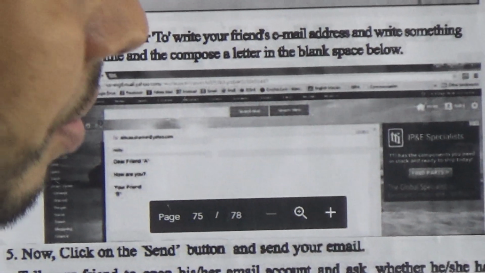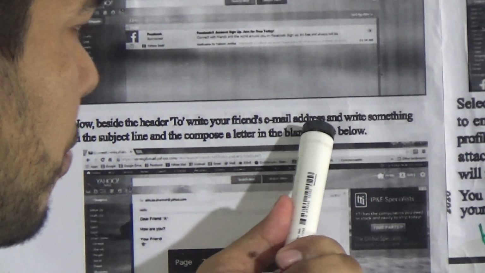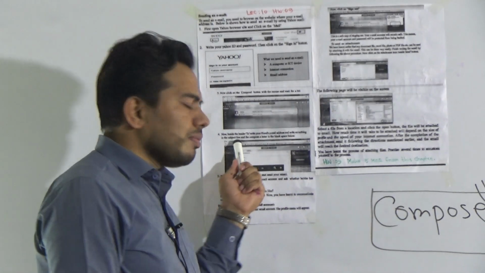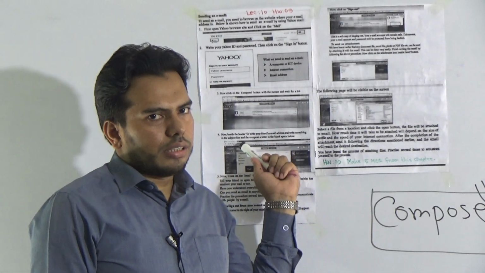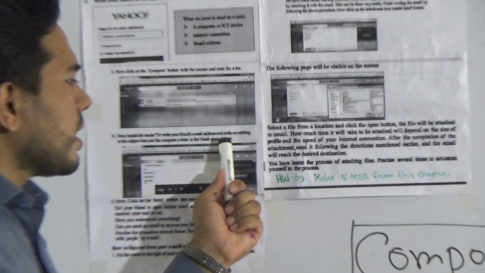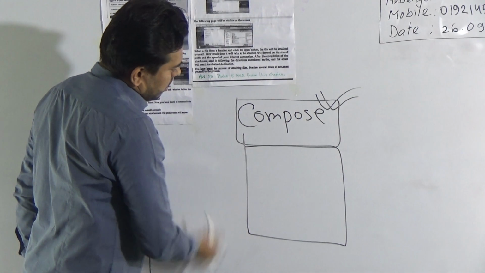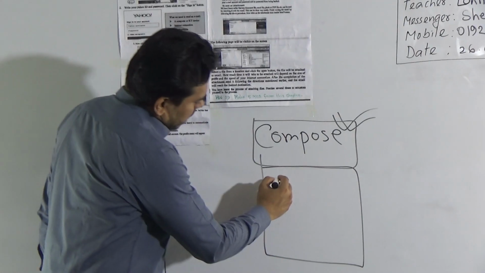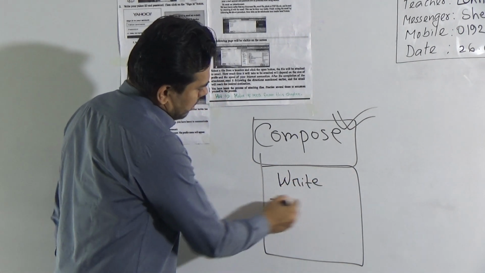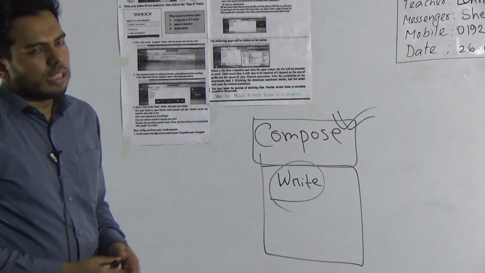Then beside the header, you need to write your friend's email. After writing the email, you need to write something in your subject line. After writing in the subject line, compose a letter in the blank space. A blank space will appear to you like a letter. Here you should write your letter.